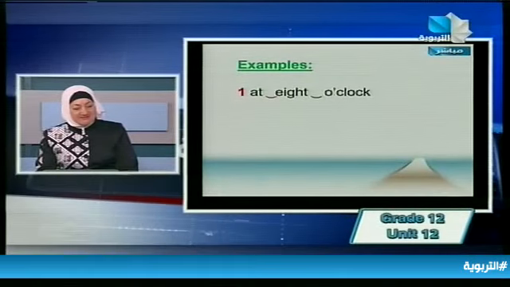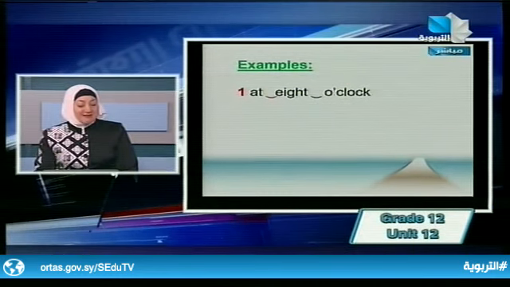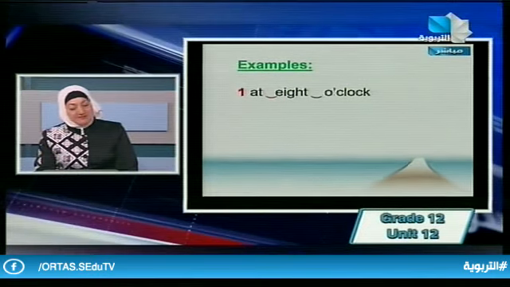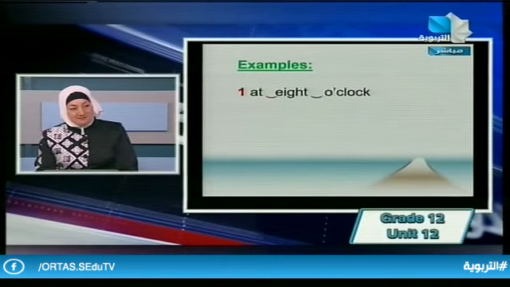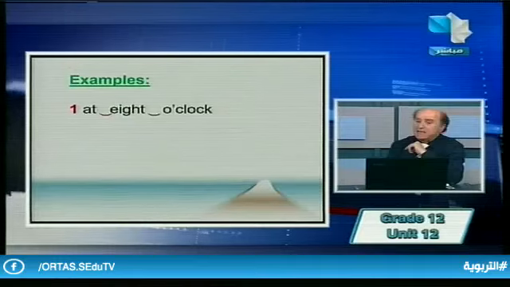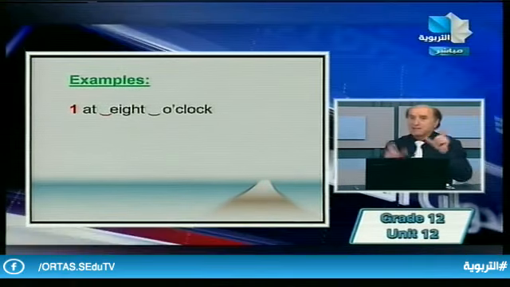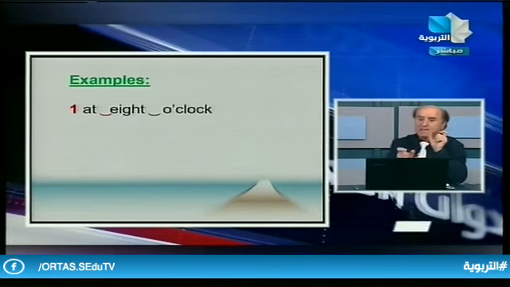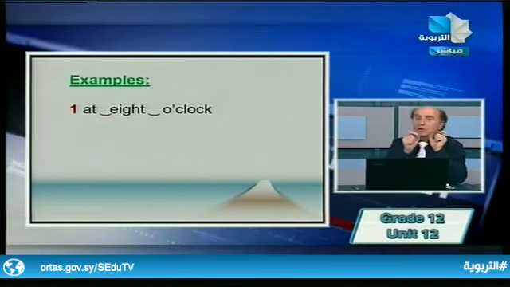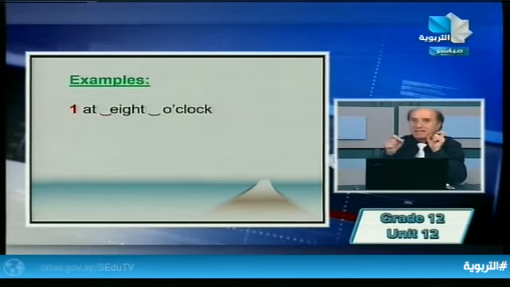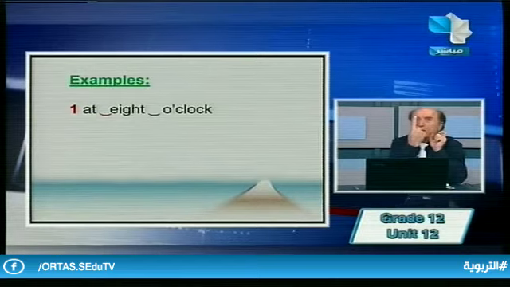The first example: at 8 o'clock. If it is said quickly, here we link the consonant T with the vowel E. T is a consonant sound, followed by E, which is a vowel sound. So in this case, dear students, we can link. Here we say "at 8", not "at, 8". So "at 8" here becomes one word.